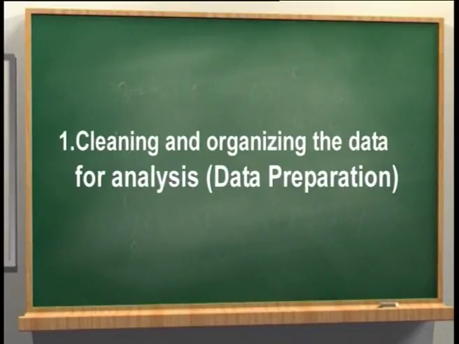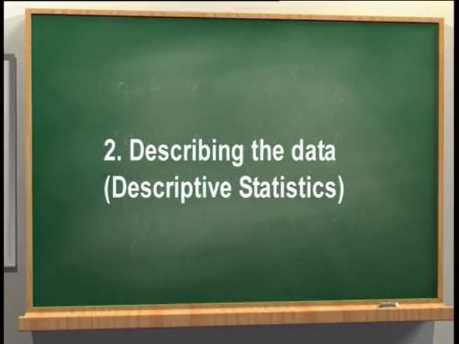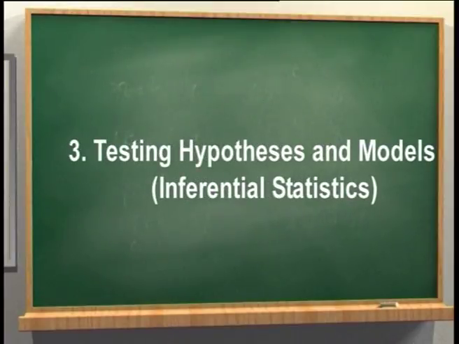In most social science research, the data analysis involves three major steps. One, cleaning and organizing the data for analysis, that is the data preparation. Next, describing the data, that is descriptive statistics. Third, testing hypotheses and models, that is called the inferential statistics.